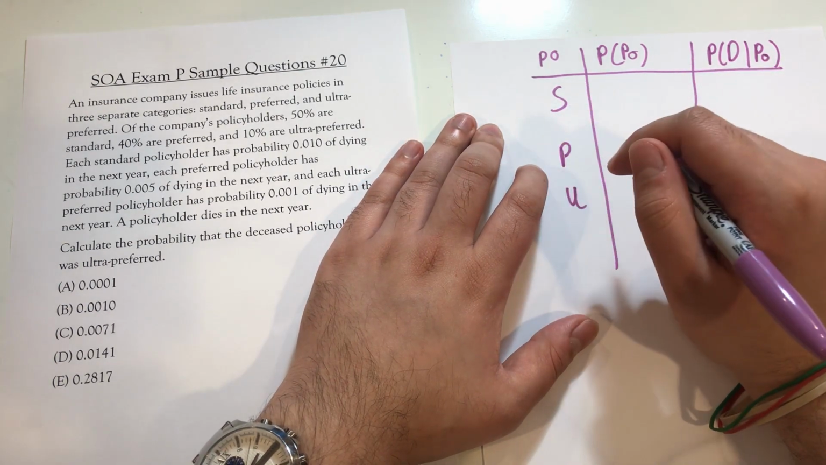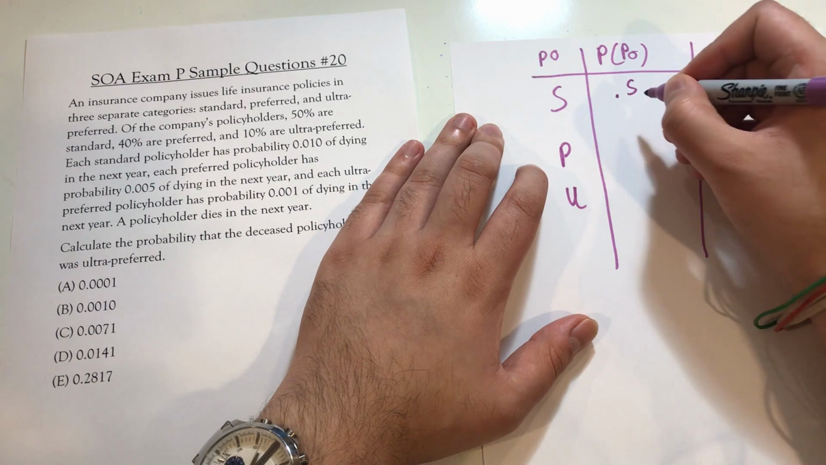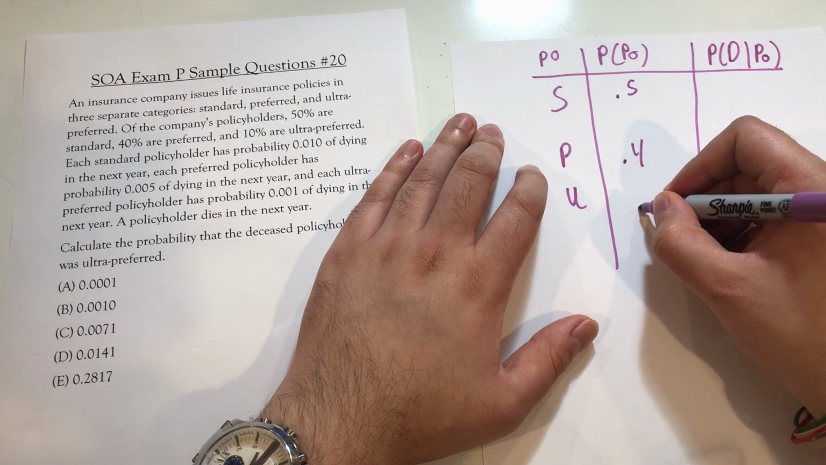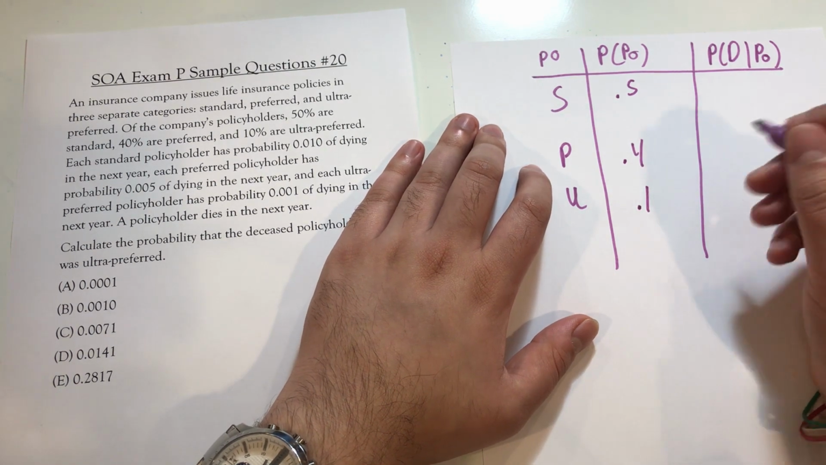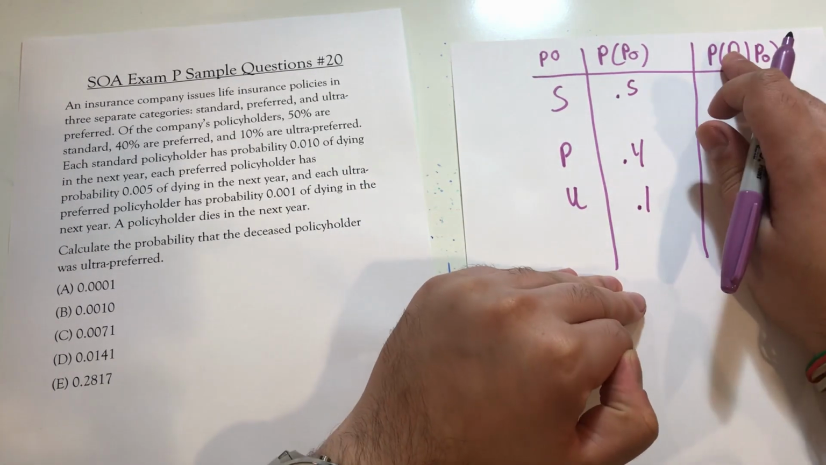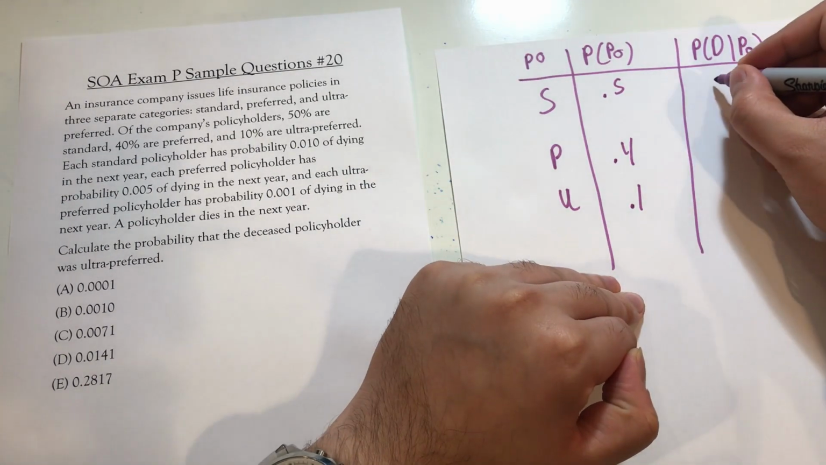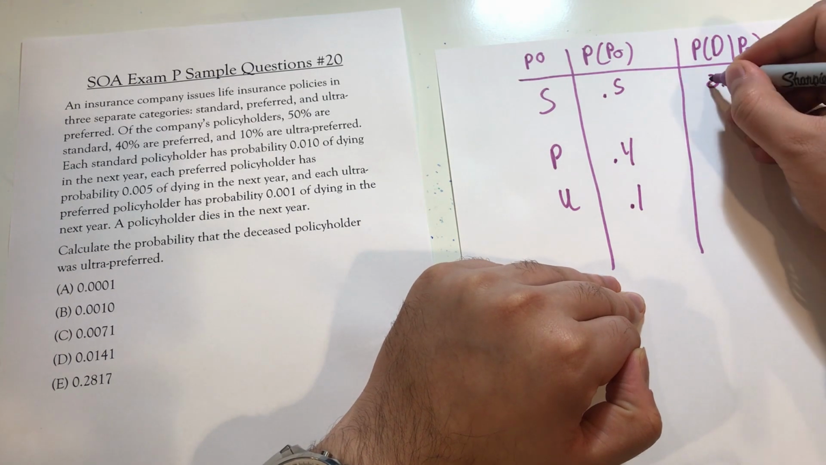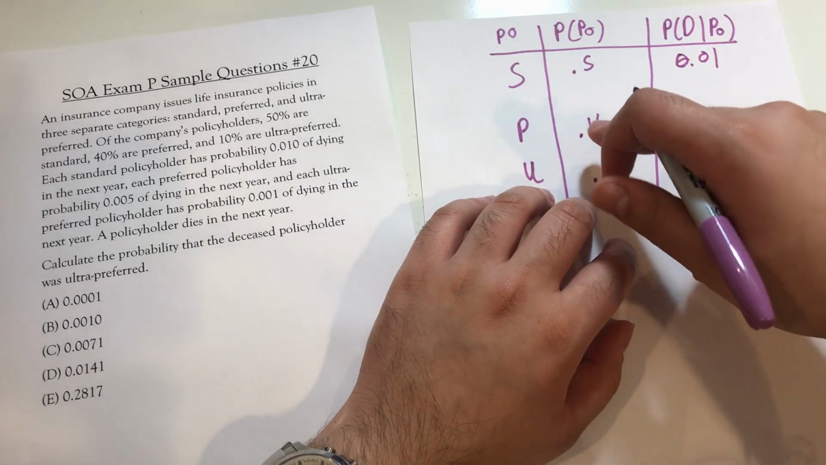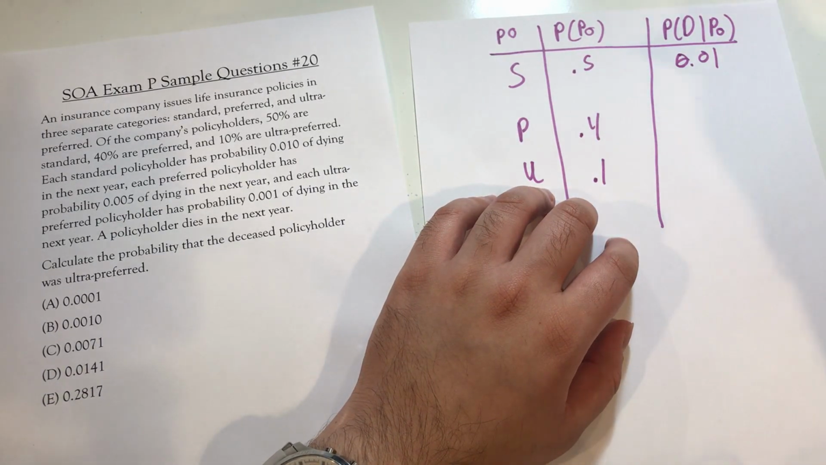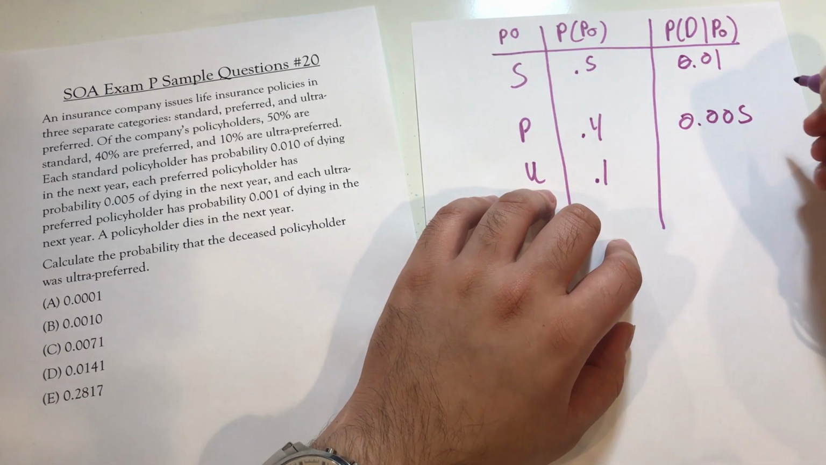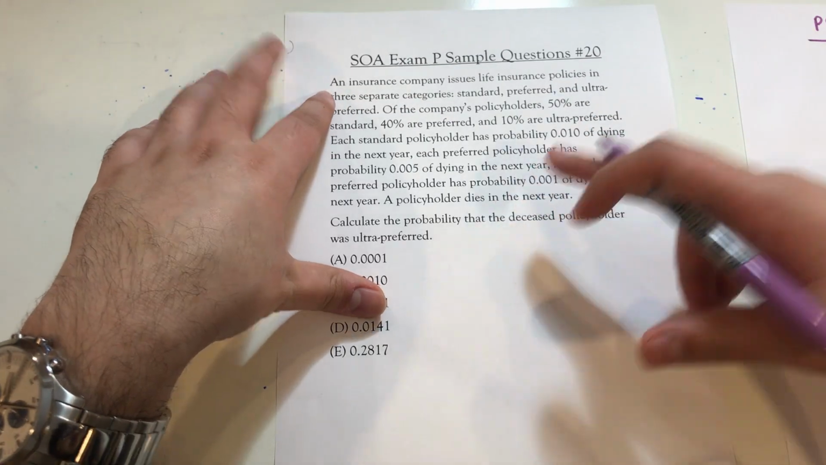Now, 50% of the policyholders are standard, so that's 0.5 here. 40% are preferred, 0.4 here. And 10% are ultra preferred, so that's 0.1. Each standard policyholder, so given you're a standard policyholder, the probability of dying is 0.01. The probability that you die given that you're a preferred policyholder is 0.005, right? And notice it doesn't say given, but you can tell by the wording.